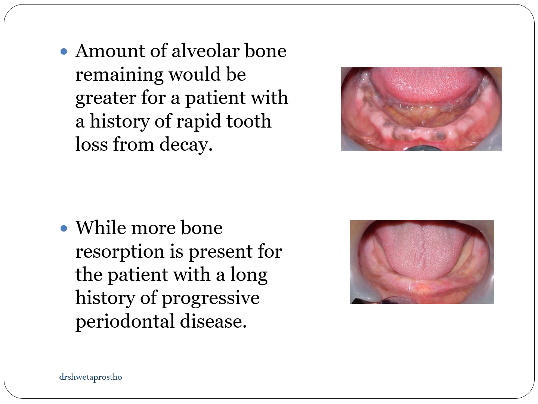Coming to the more common reasons like caries and periodontitis, the patient will tell you either the teeth were loose, that indicates a periodontal reason, or if the patient says decayed teeth, that only roots were left and needed extraction, it indicates caries as the cause. Now, why is the reason important for us? The amount of alveolar bone remaining would be greater for a patient with a history of tooth loss from decay, as you can see in the first picture, while the bone resorption is more for the patient with a long history of progressive periodontal disease, as you can see in the second picture.